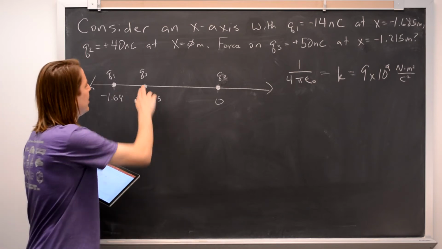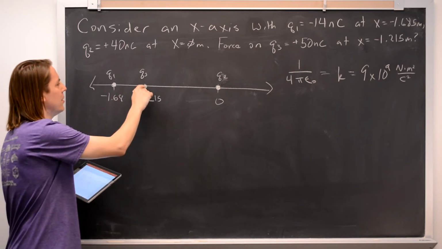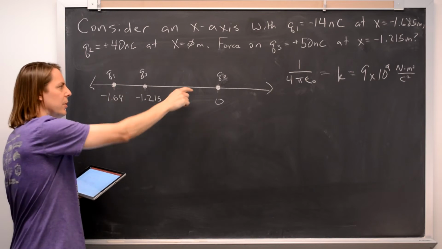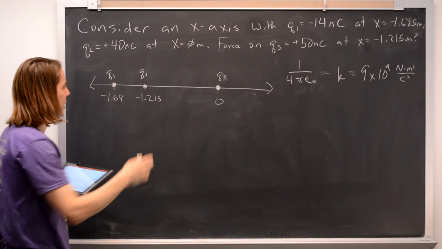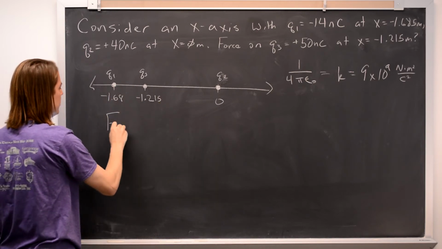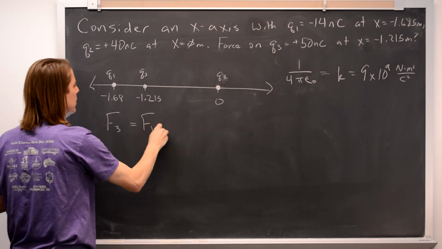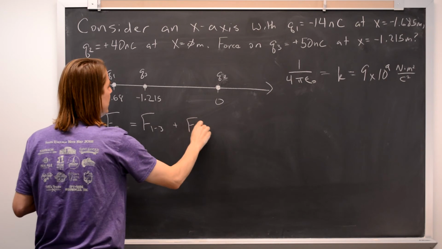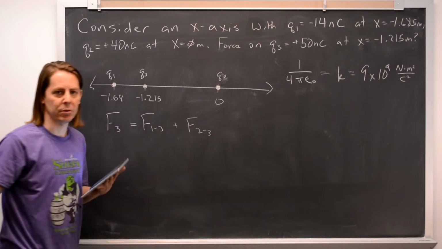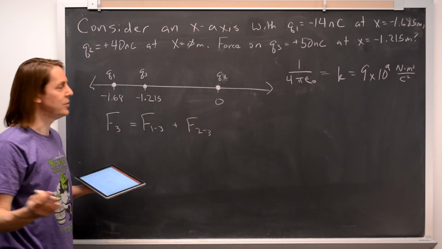Okay, so then we have to think about how you find the force here on this charge due to the other two. Well, you just add up the forces. You can write it this way: the force on 3 is equal to the force that 1 applies to 3 plus the force that 2 applies to 3. So this is what we call superposition.